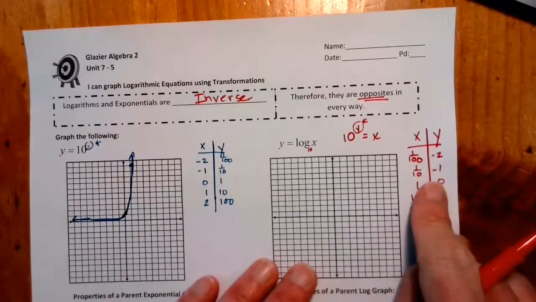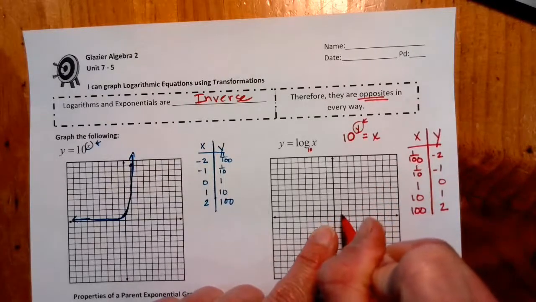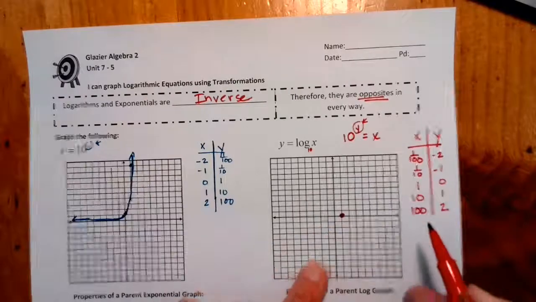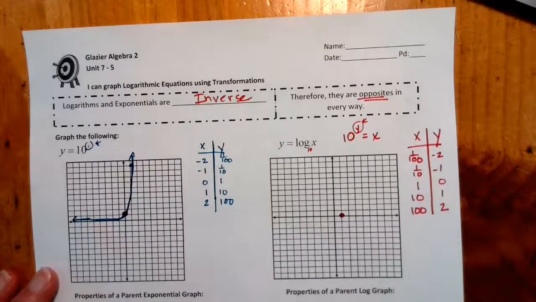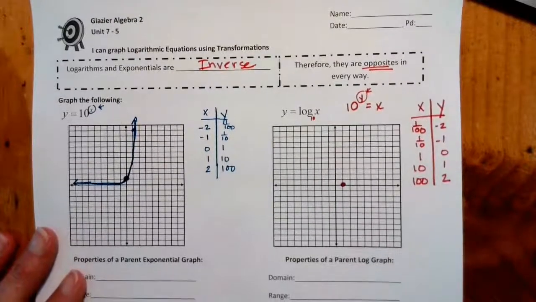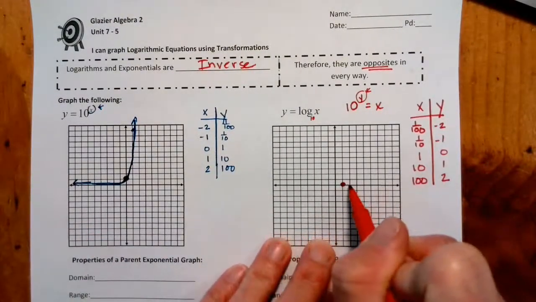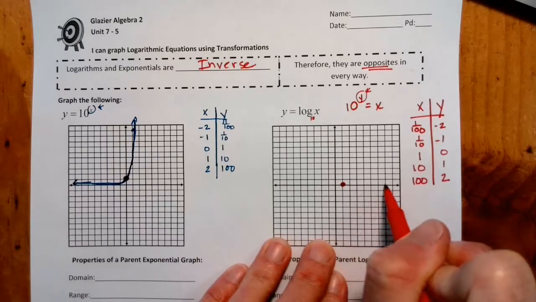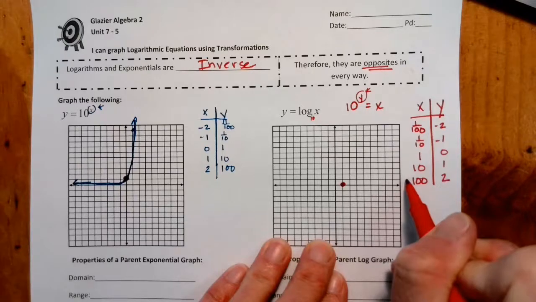So when we go to graph this, it'll feel backwards, but you go over 1 and up 0. Now that corresponds to this over 0 up 1 point that we know from exponential. So we can go over 10 and up 1.